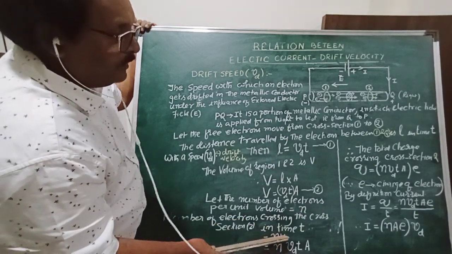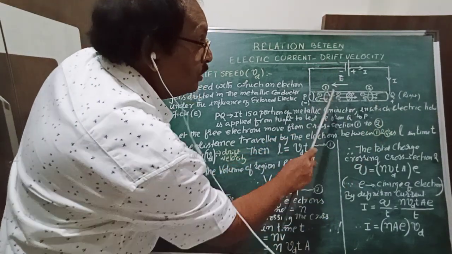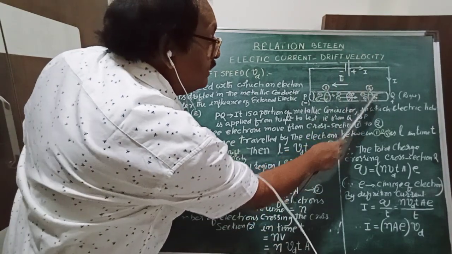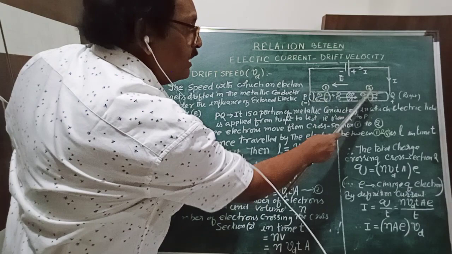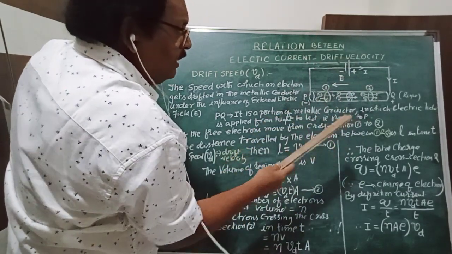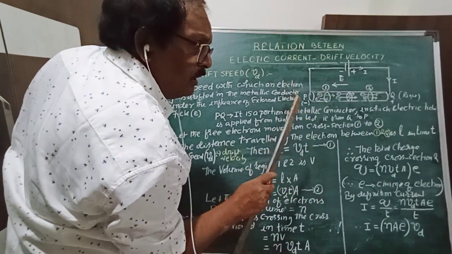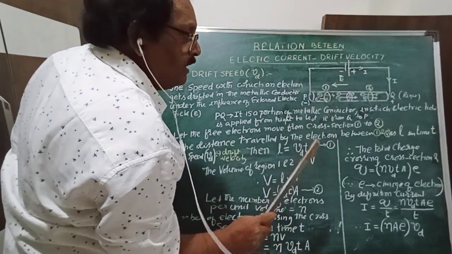N into V. Number of electrons per unit volume is n. The total volume is V. So the total number of electrons present within this volume is equal to n into V. Suppose 10 electrons per cc, and the volume is 5 cc: 10 into 5, 50. n is the number of electrons per unit volume.